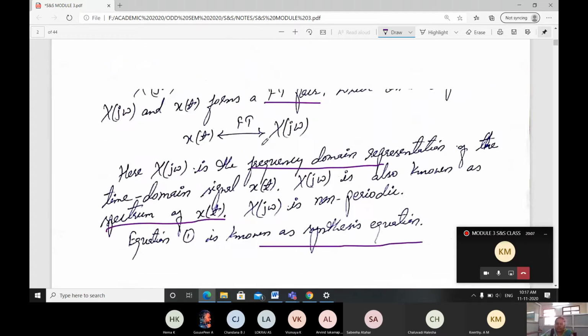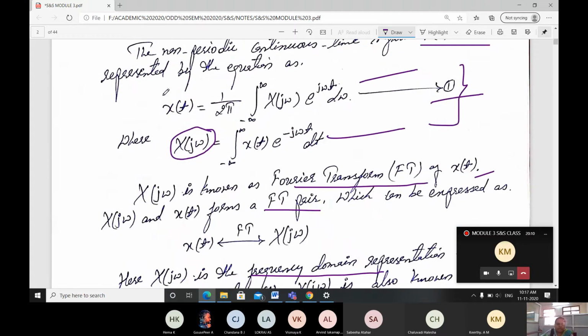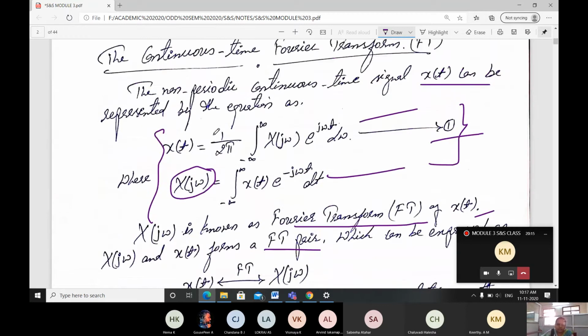This is the introduction part, and you have to remember the equations. What is the equation? In terms of the time domain, x of t is equal to 1 by 2 pi, integral from minus infinity to plus infinity of x of j omega e raised to j omega t d omega. In terms of the frequency domain, x of j omega is equal to the integral from minus infinity to plus infinity of x of t e raised to minus j omega t dt.